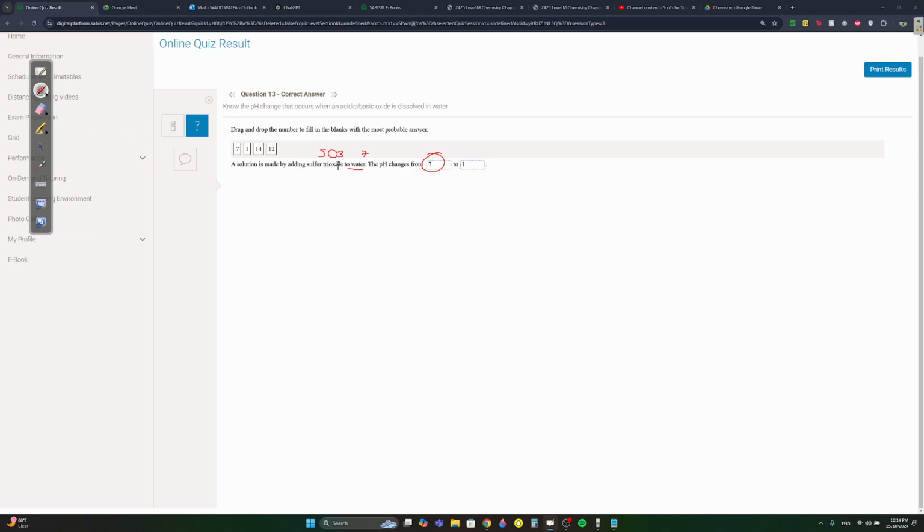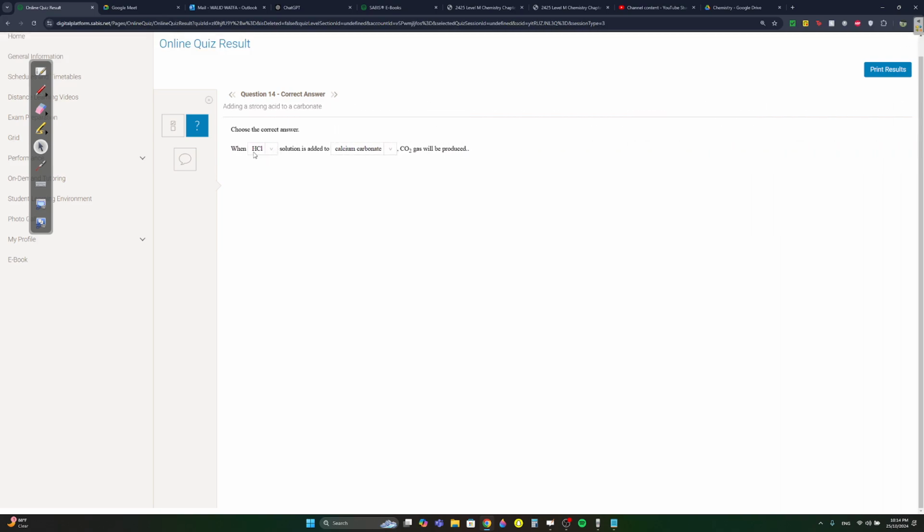SO3 is an acidic oxide. And by the way, when you add SO3 to water, it becomes H2SO4, right? So it becomes a very strong acid. H2SO4, we know it's a strong acid, even though it partially dissociates. So, is it going to change to 14? Obviously not. That's basic. 12 is also basic. So we need it to be acidic, so it has to be less than 7. The only one less than 7 is 1.